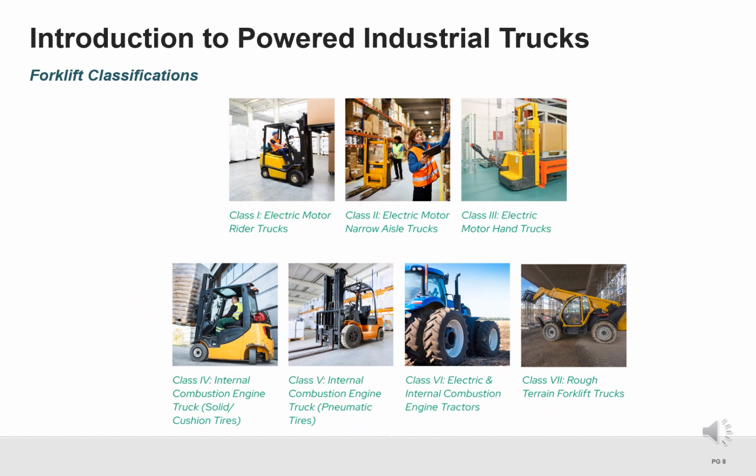These are the different classifications of forklifts, each designed for specific types of work and environments. Class 1 includes electric rider trucks, commonly used indoors. Class 2 are narrow aisle trucks, designed for tight warehouse spaces. Class 3 are electric hand trucks, operated while walking. Classes 4 and 5 are internal combustion forklifts, used indoors or outdoors depending on the tire type.